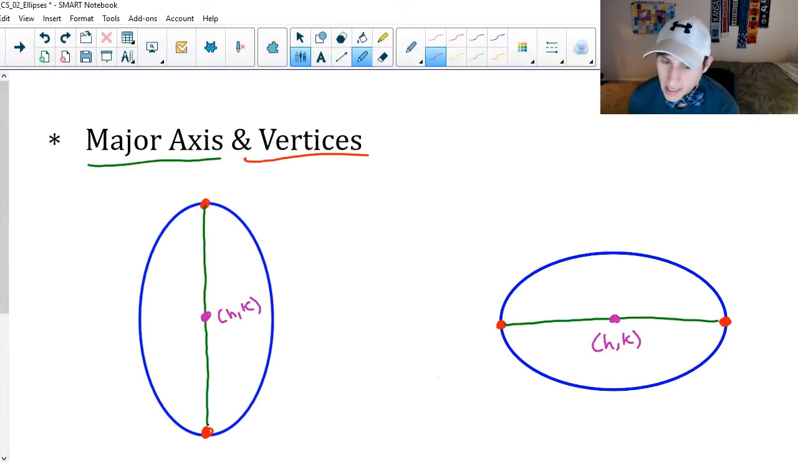So the major axis, major because it goes across the longer portion. This is kind of like what we think of for diameter for a circle. Right? Diameter goes across the whole circle. So an ellipse goes across the whole ellipse, but which part? Well, the longest part.